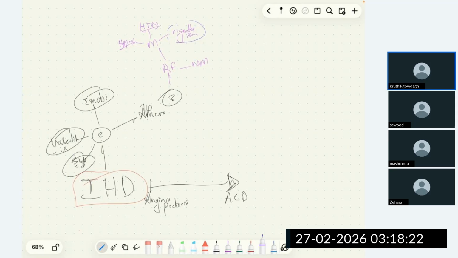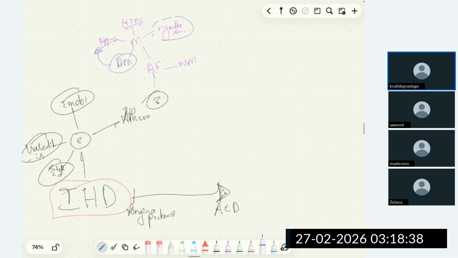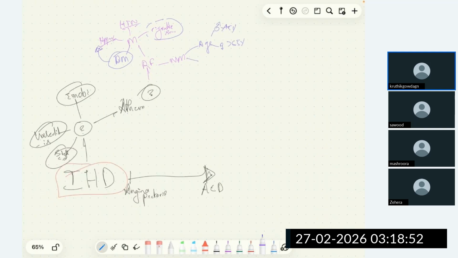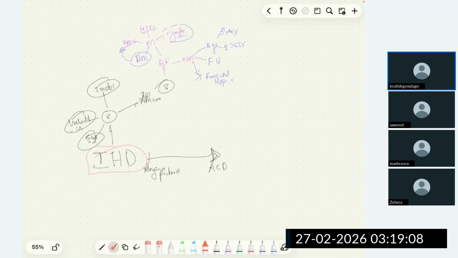Diabetes mellitus, I should have mentioned first. Diabetes mellitus also leads on to dyslipidemia. Diabetes mellitus, hyperlipidemia, hypertension, and cigarette smoking are the modifiable risk factors. What are the non-modifiable risk factors? Age: more than 45 years in males, and more than 55 years in females. Also gender: males are more commonly affected than females. Family history and genetic abnormalities like familial hypercholesterolemia. These are all the risk factors associated with atherosclerosis.